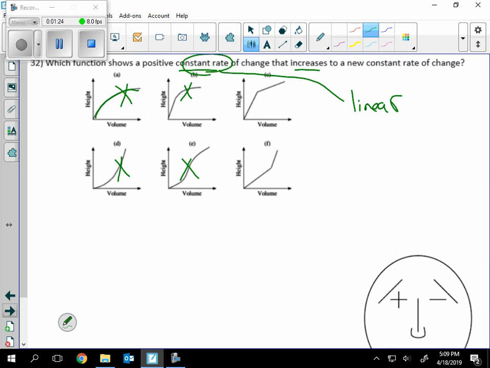So now I'm left with between these two here. If I have got a constant rate of change and then I want it to increase to a new constant rate of change, I want this guy. This guy doesn't increase, he decreases.